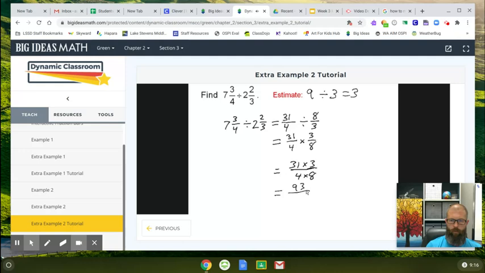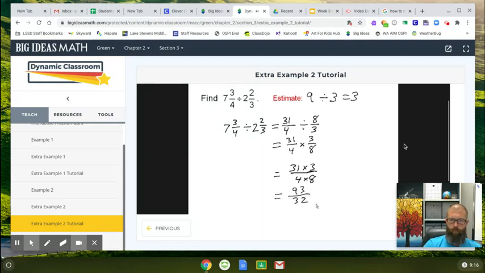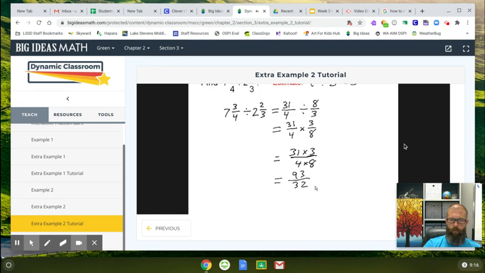Let's simplify that as a mixed number. 32 divides into 93 2 whole times with a remainder of 29. Not done yet. So as a mixed number, the answer is 2 and 29/32. How does that compare to our estimate of... Ooh, we're getting bigger numbers here, aren't we?